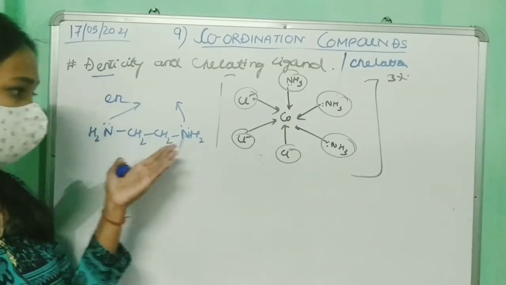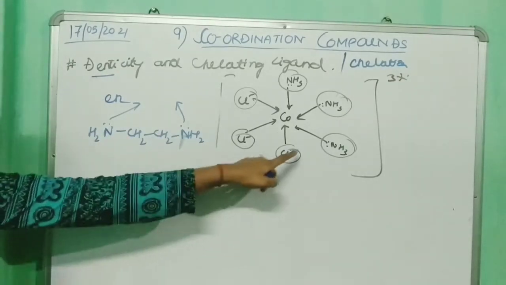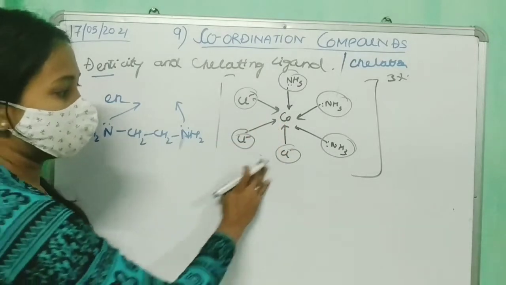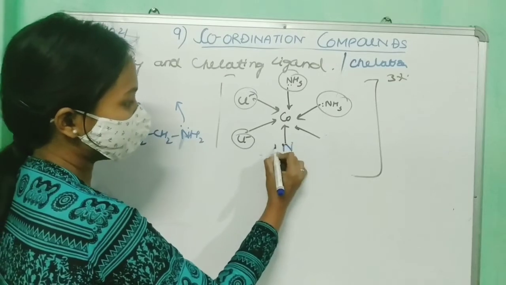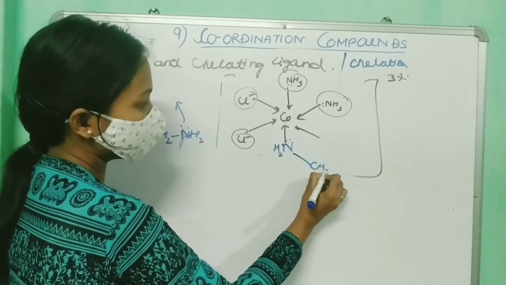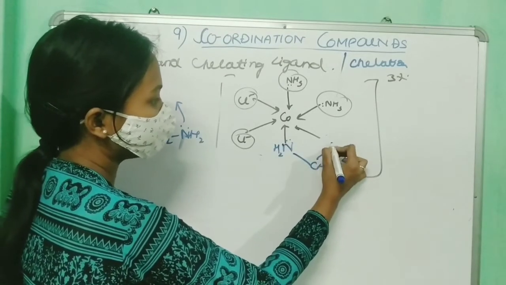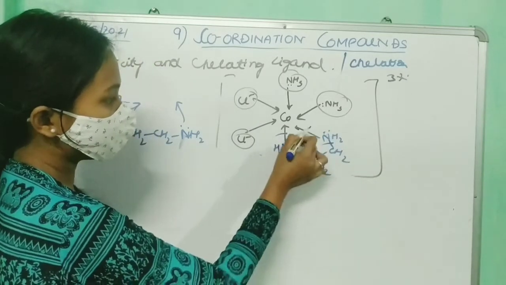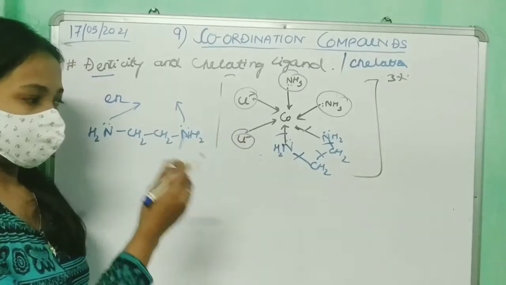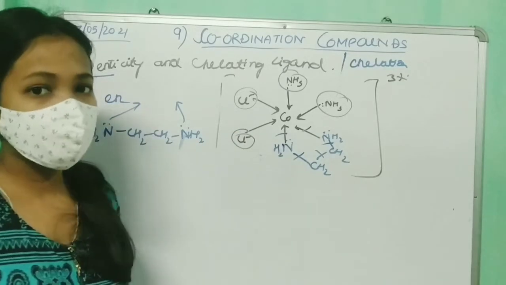In order to donate, they will make themselves in a form of a structure that is either a 5-membered or a 6-membered ring. Now, if I have to show that this en is coordinating with the cobalt, you see how it can coordinate. So the 2 nitrogen atoms, CH2, CH2 and NH2. You can see clearly 1, 2, 3, 4, 5. So a 5-membered ring is generated, right?